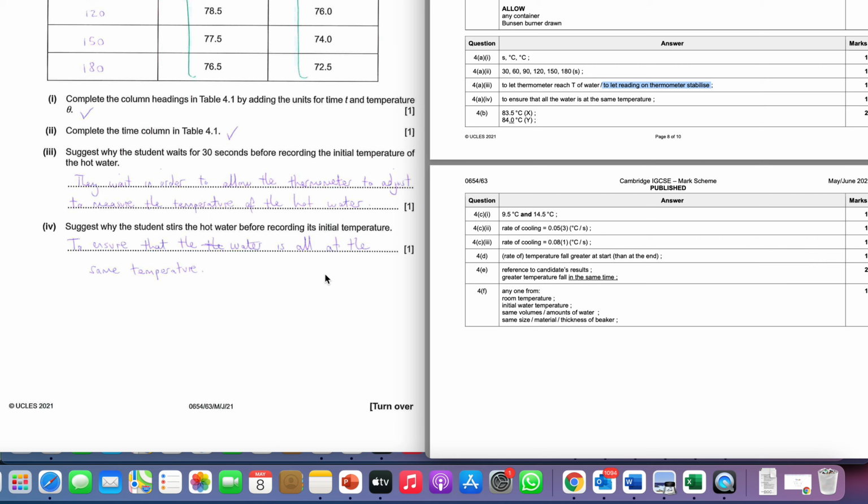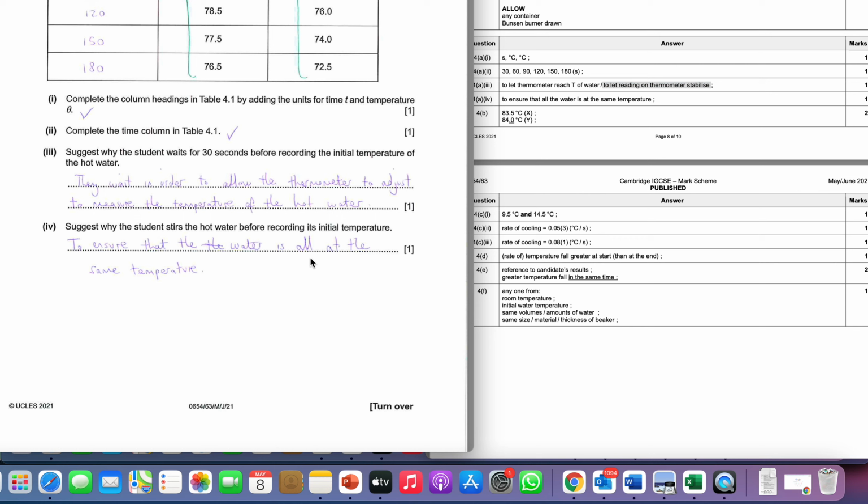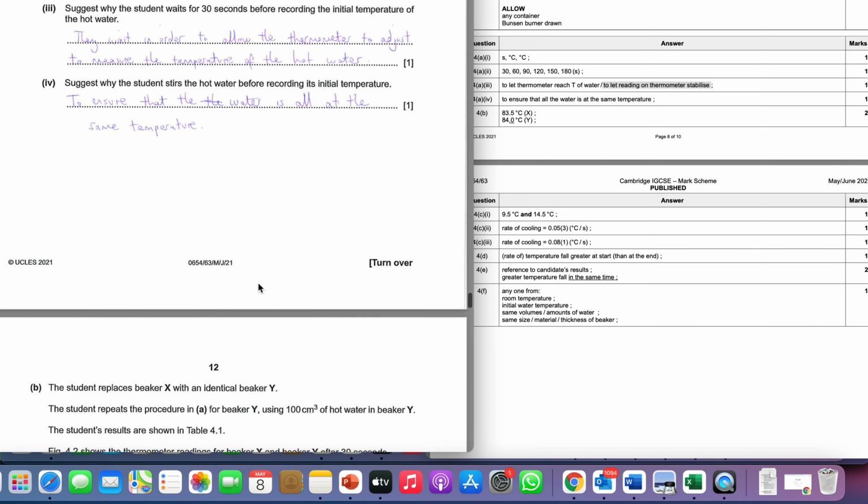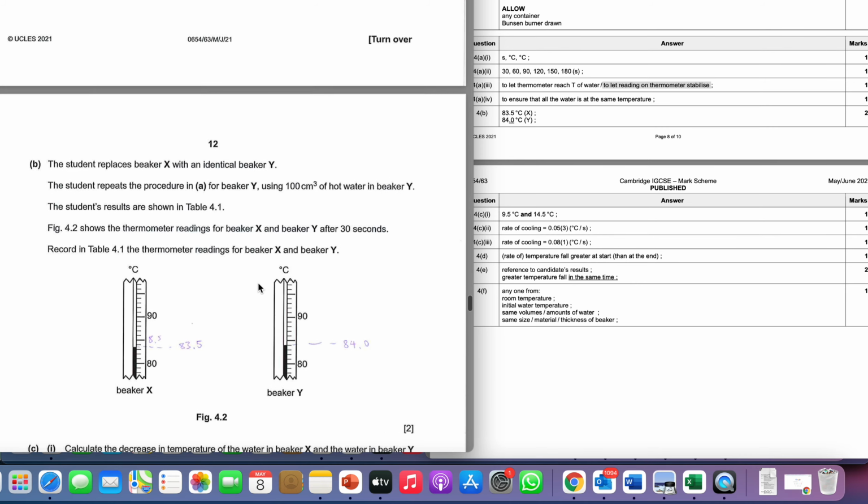We're then asked why we mix it. Well, we want to mix the water so that we can make sure that the water is all at the same temperature. If you don't mix it, you may have a bit that's hot and a bit that's cold, and then measuring the temperature of the water would be difficult. That's much easier to do if we stir the water as well. I think we're going to start filling up our table now.